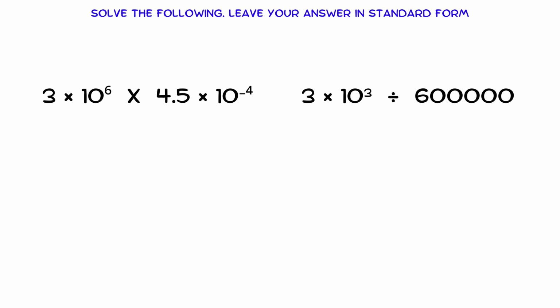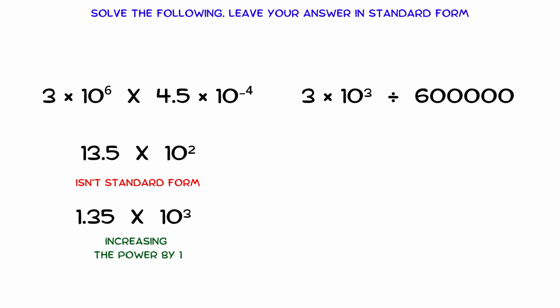Let's have a go this time at two slightly harder ones, and this time we need to leave our answers in standard form. For this first one, we're multiplying 3 times 10 to the 6th by 4.5 times 10 to the power of negative 4. So first, we multiply 3 by 4.5 to get 13.5, and then add 6 and negative 4 together to get positive 2.